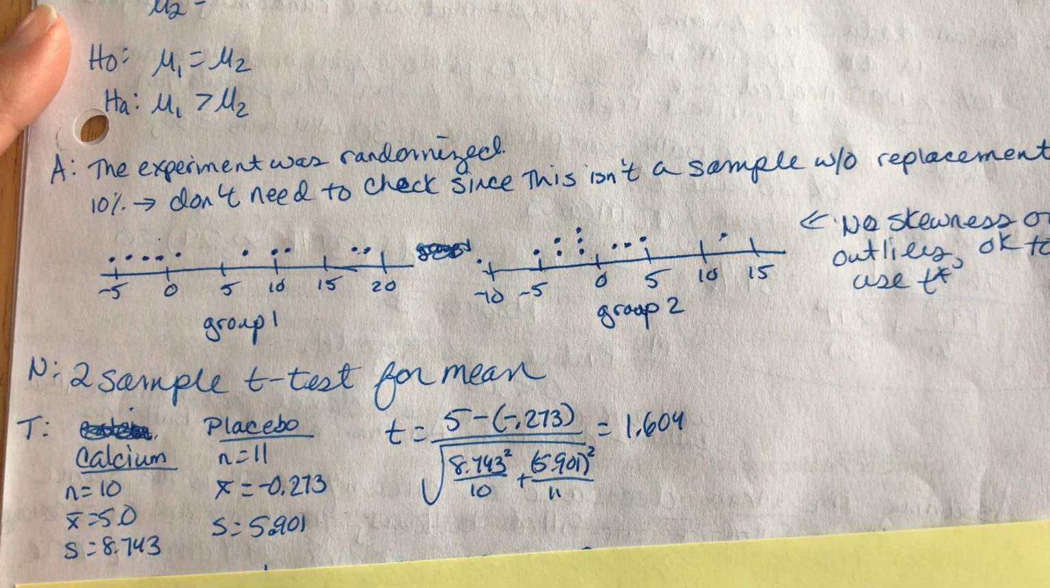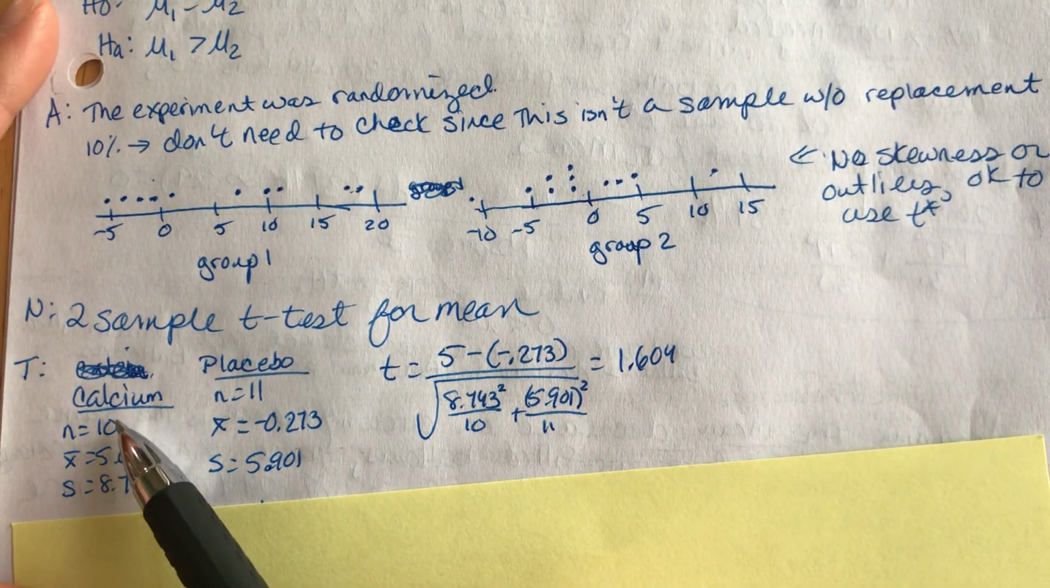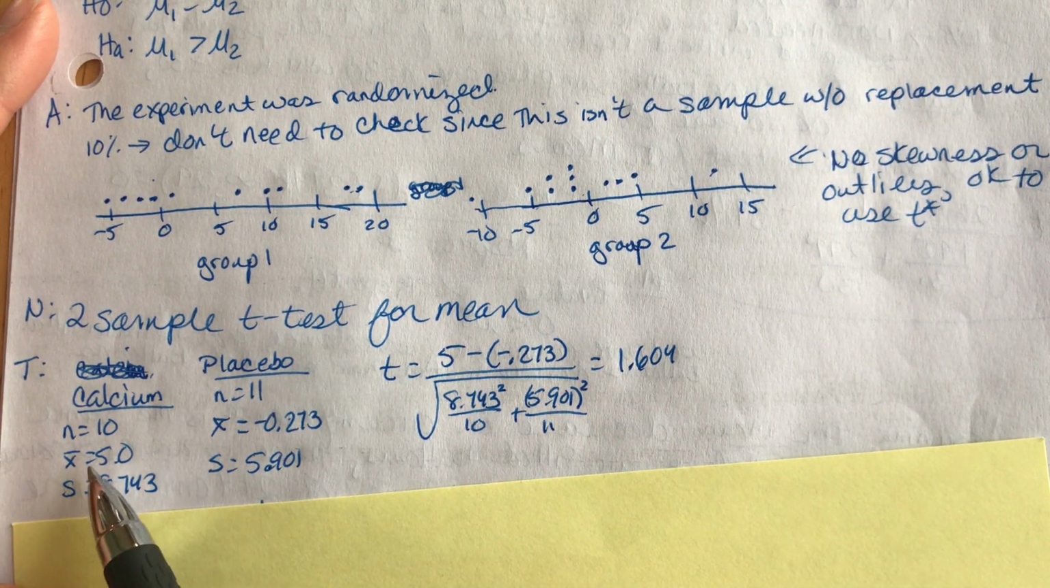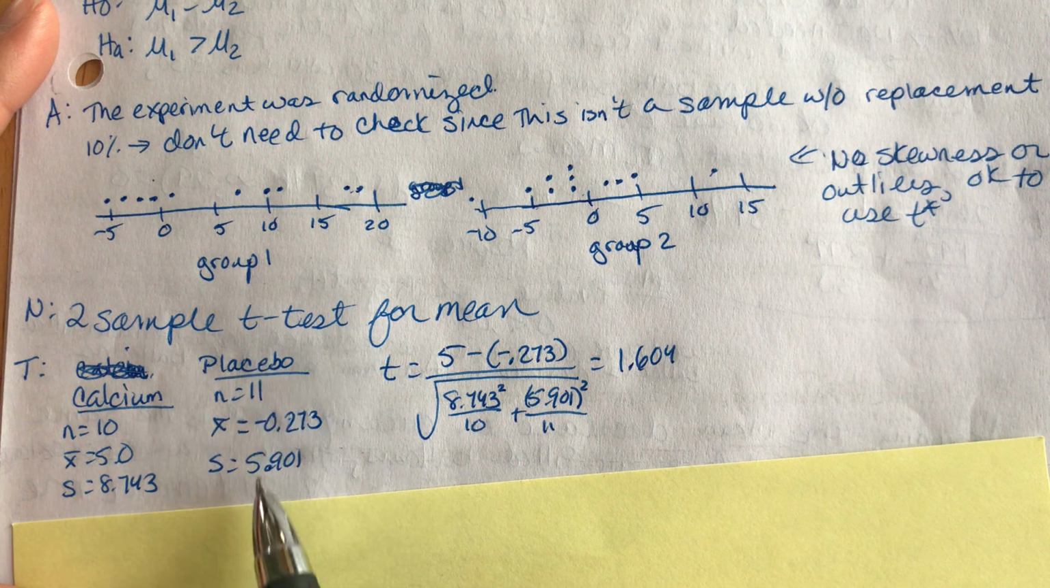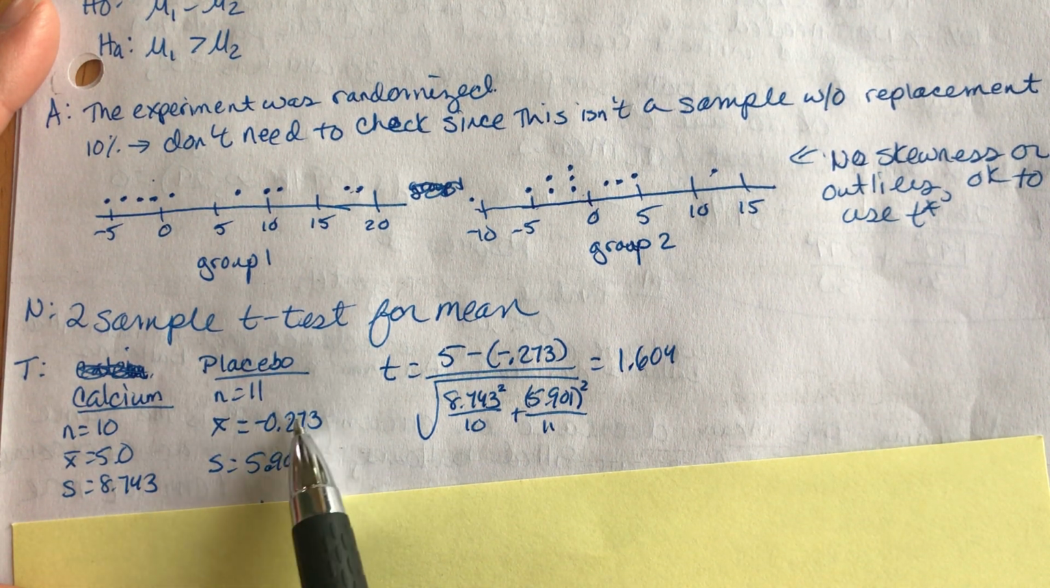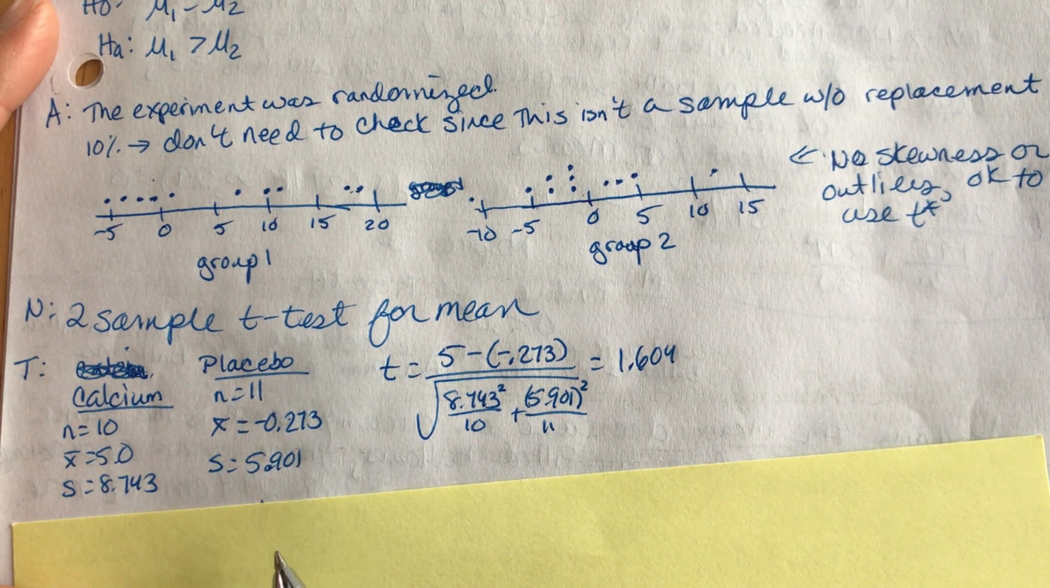Our formula, you had to do your 1-variable statistics for both pieces of information. Okay, calcium, the average decrease was 5. Placebo, the average decrease was actually negative 0.273, which actually means that on average their blood pressure got worse. It didn't increase. It got poorer. Okay, it didn't decrease, so it actually increased.